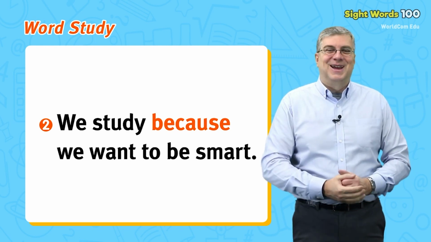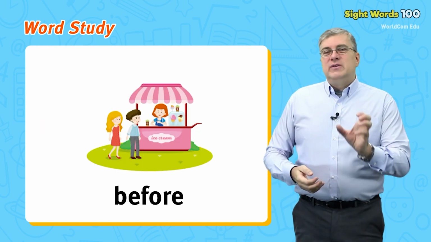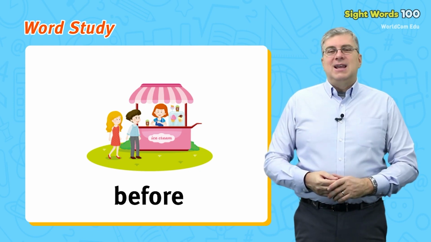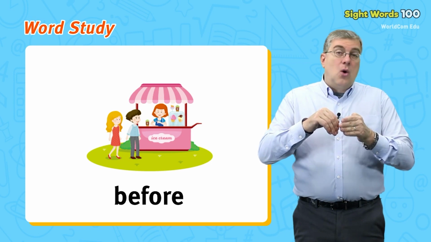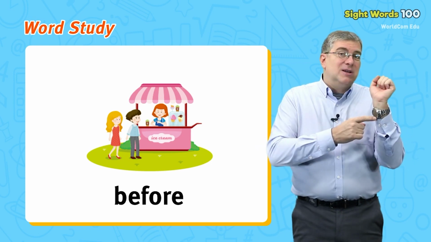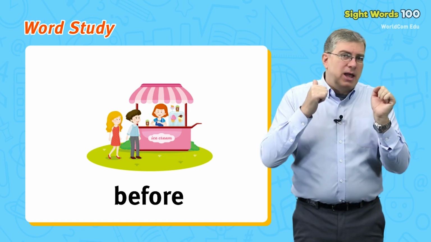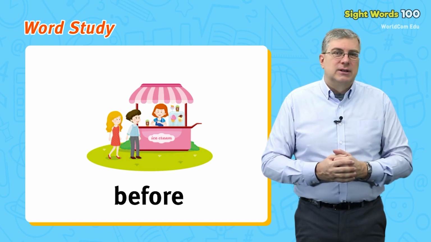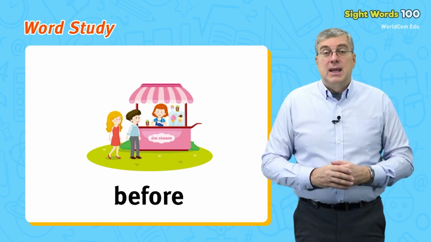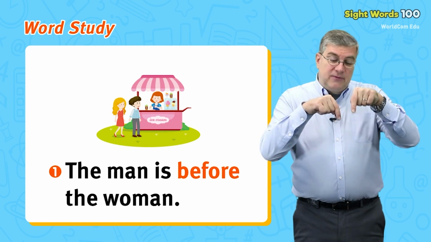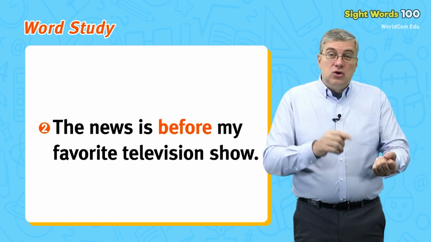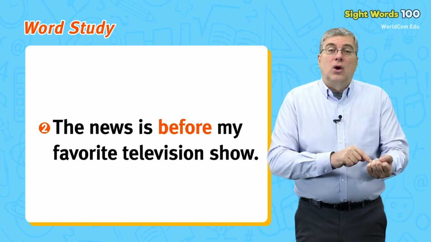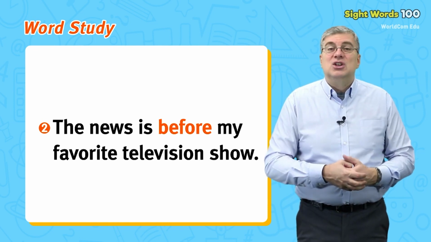Okay. We use before to say that something is in front of another thing or that something happened earlier than something else. For example, the man is before the woman. Or, the news is before my favorite television show.